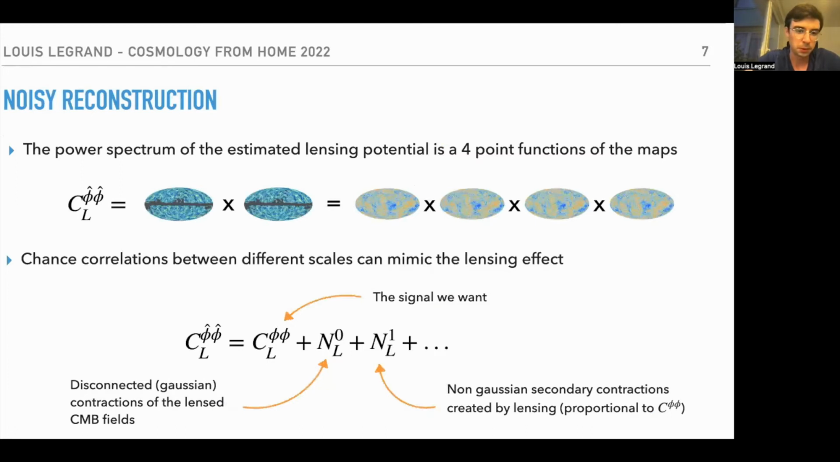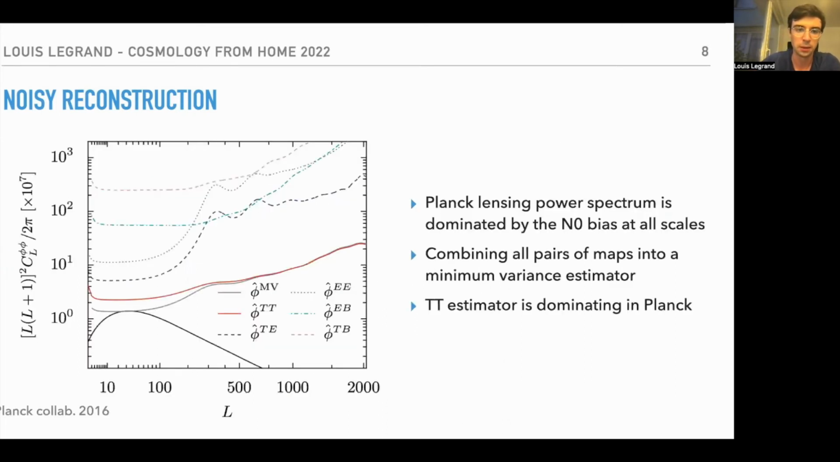When we look at the power spectrum of this map, we get a 4-point function, because each phi is a 2-point function of the CMB maps. So it's a 4-point function of the CMB maps, and the 4-point function of the CMB contains the CMB lensing signal that we want, the lensing potential power spectrum, plus bias terms. This N0 is a zeroth order bias, which is due to the Gaussian contractions of the lensed CMB fields, and the N1 bias is due to the non-Gaussian secondary contractions that are created by lensing, which is proportional to C phi phi. And this gives these noise terms.